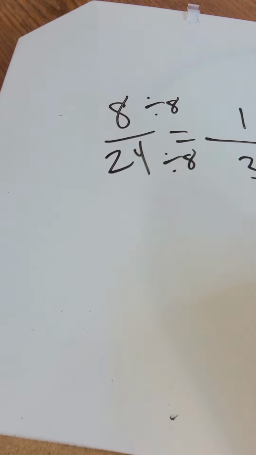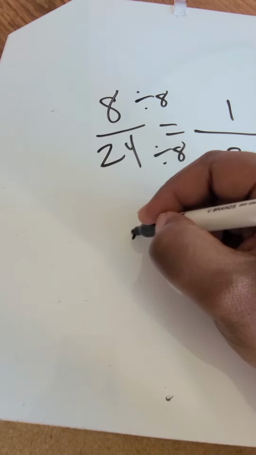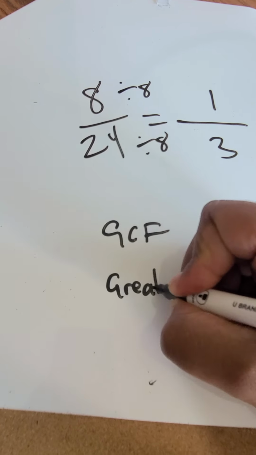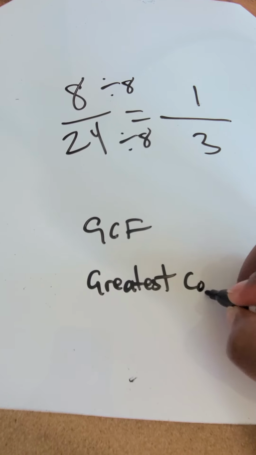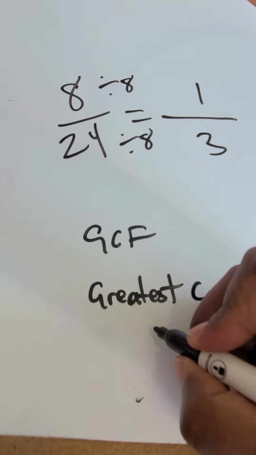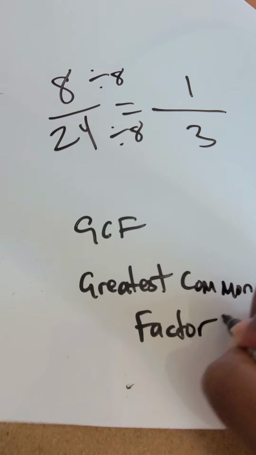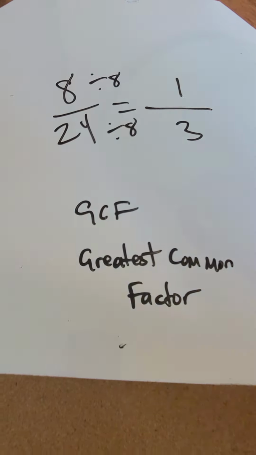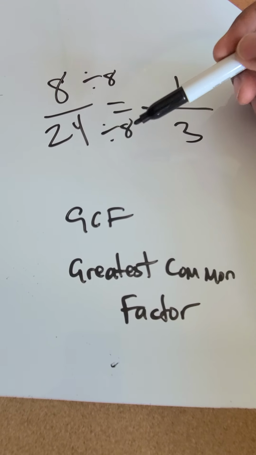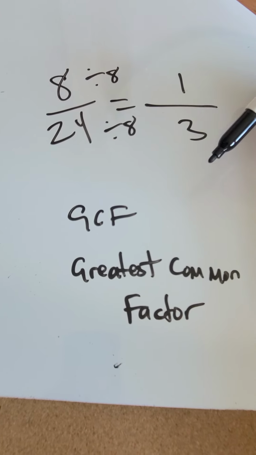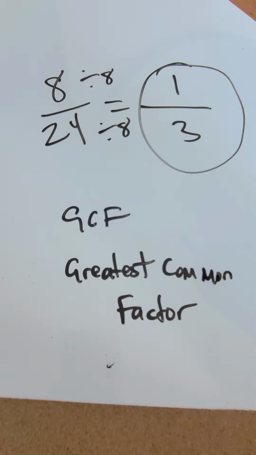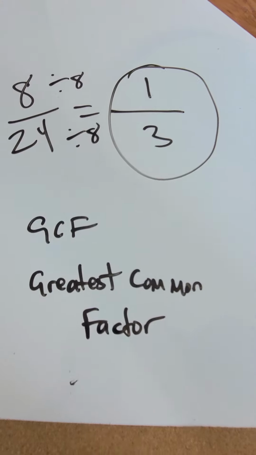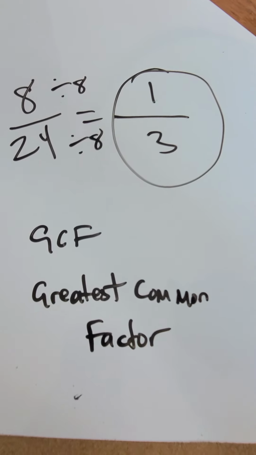Okay, so remember everyone, when reducing fractions, we want to look for the GCF, the greatest or the largest common factor. We find that greatest common factor. We divide both the numerator and the denominator by that greatest common factor, and that should get us our answer, our simply broken down reduced fraction.